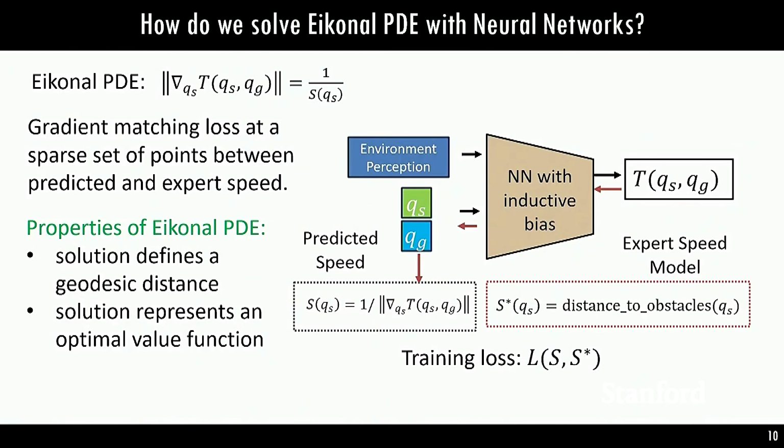The second property is that the solution of the Eikonal PDE is a value function. So it should satisfy Bellman's principle of optimality, which I will discuss shortly. So let's start with the first property: the solution of the Eikonal PDE is a geodesic distance.